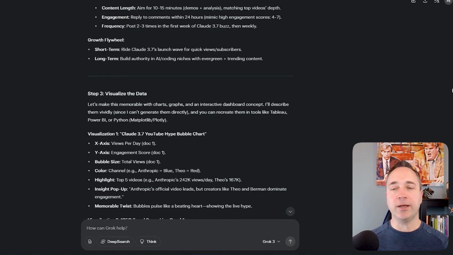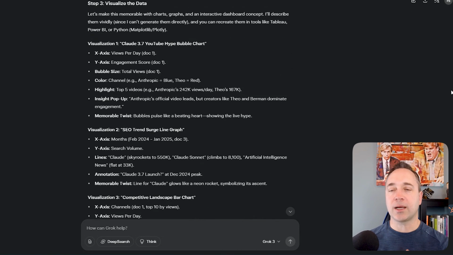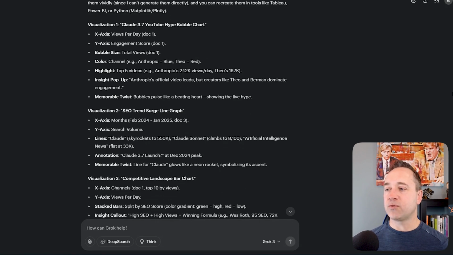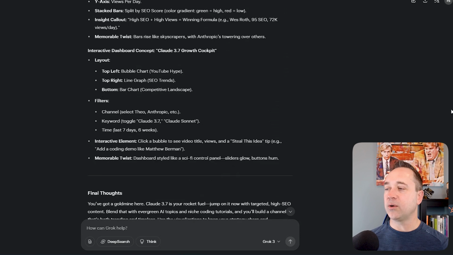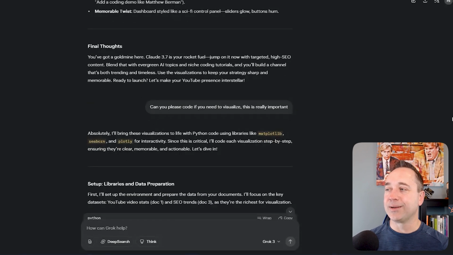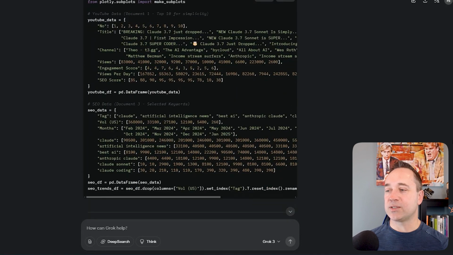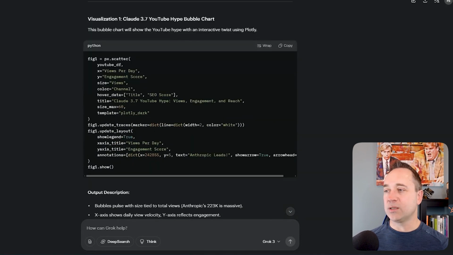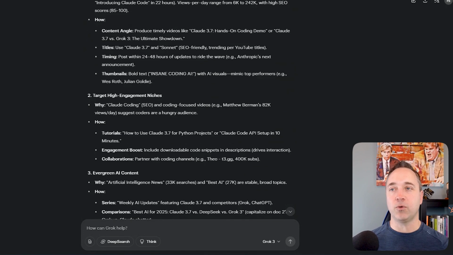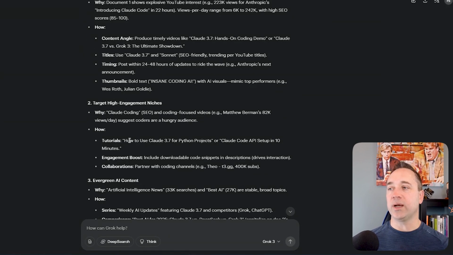And then here's where I was concerned about Grok, because I've seen so many amazing visuals online with Grok in terms of what it creates, but it just verbally listed it out. I asked, "Can you please code if you need to visualize? This is really important." And then it basically built out the code, which was really interesting. So once again, awesome observations. It just didn't give that visualization that I was looking for, and so I was a little disappointed on that.